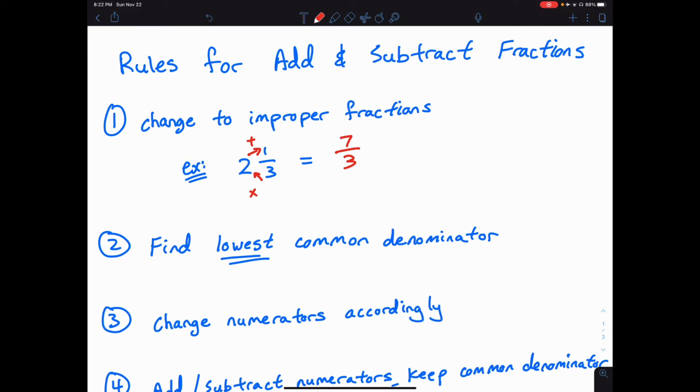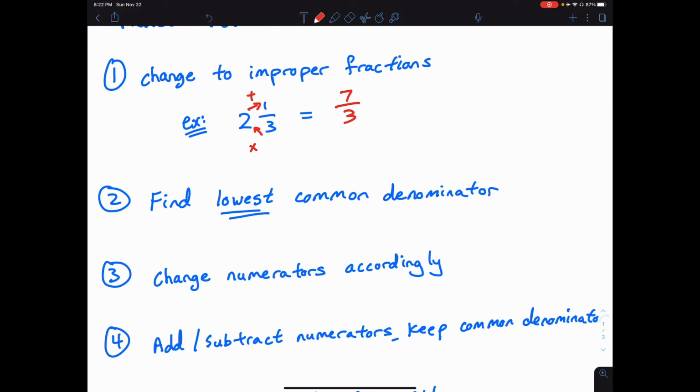Number two, we need to find the lowest common denominator. Now, you could just find a common denominator and reduce later on, but the thing with common denominators means that you're dealing with bigger numbers, which makes it a little bit more complicated without a calculator. So we always try and find the lowest common denominator possible. Number three, we want to change the numerators accordingly because when we change our denominators, our numerators need to change as well so that everything is fair.